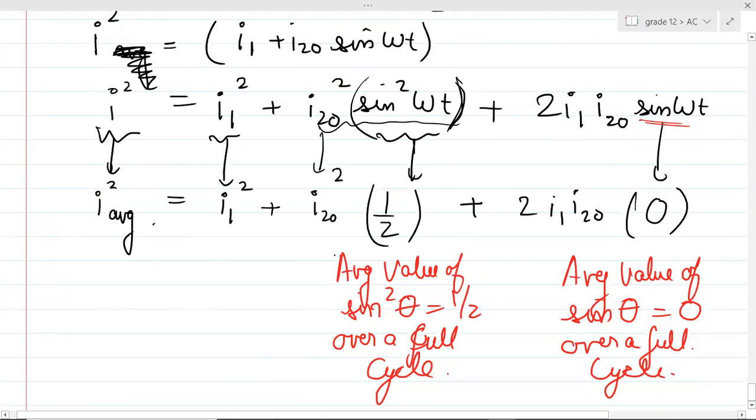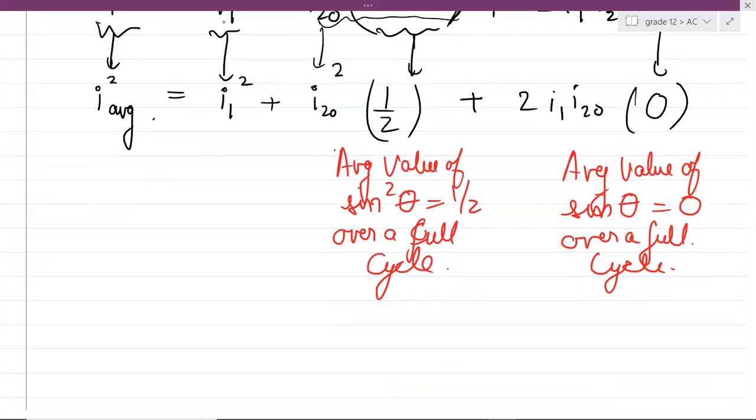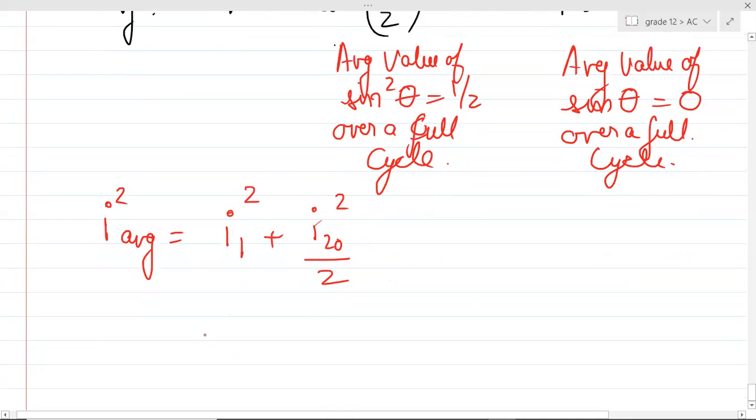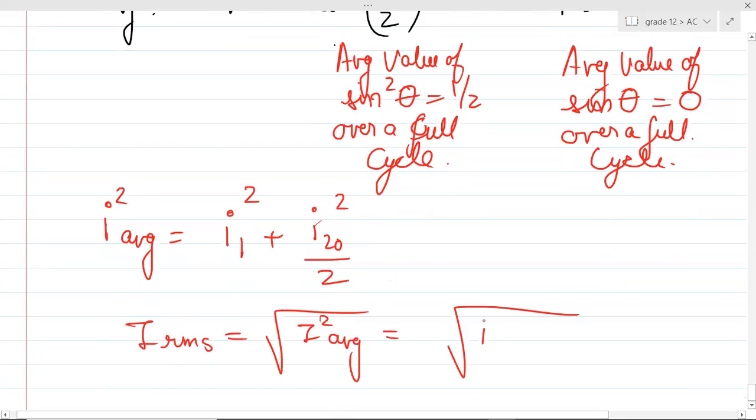Okay. So what is the average value of current? Can you see without doing integration, I tried to find out the average value of I square, and this will be equal to I1 square plus I2 naught square divided by 2, and this term will be 0. So that is basically your I square average. Now what is the IRMS? It is under root of I square average, which is basically under root of I1 square plus I2 naught square divided by 2, and that's your answer. So you can use this approach as well.